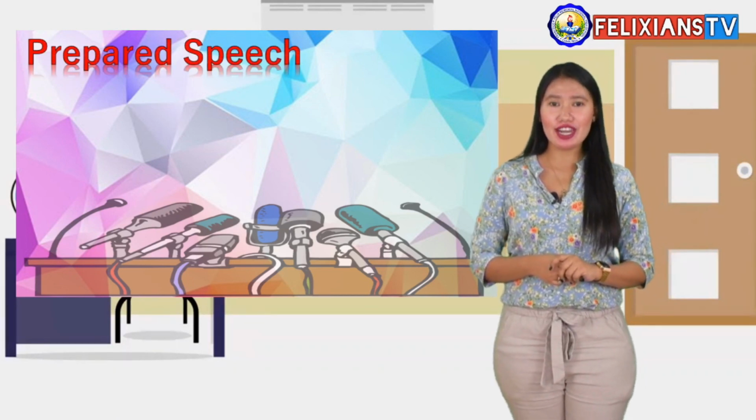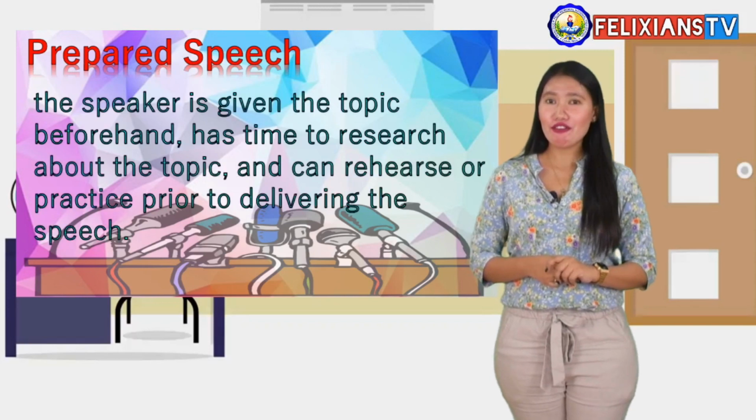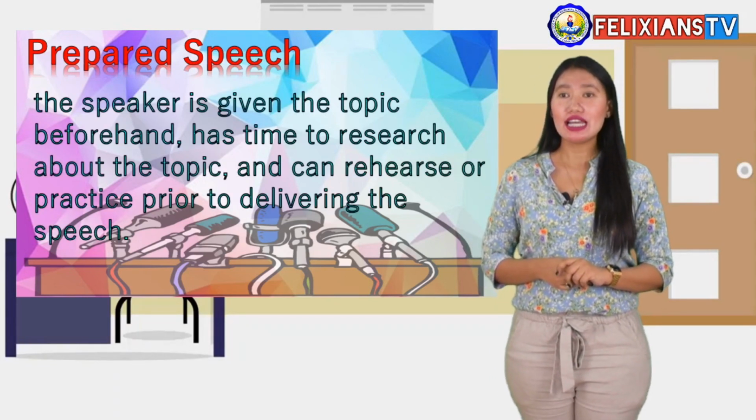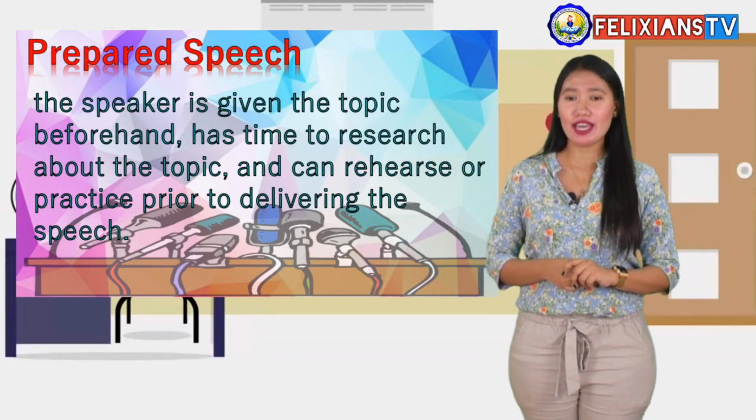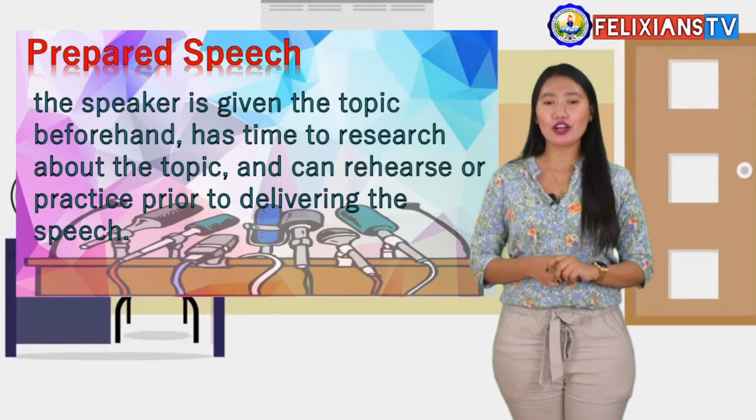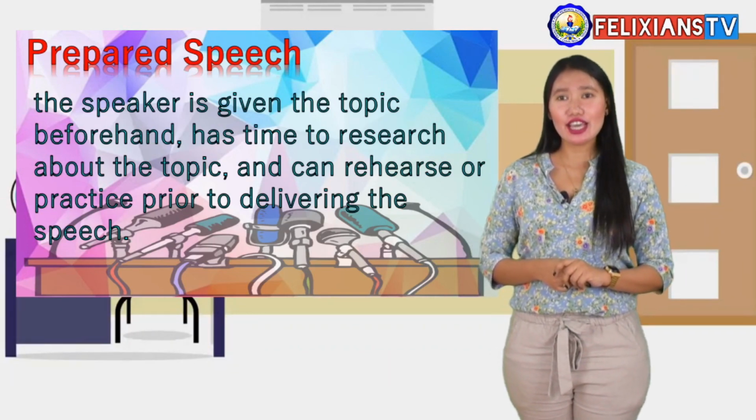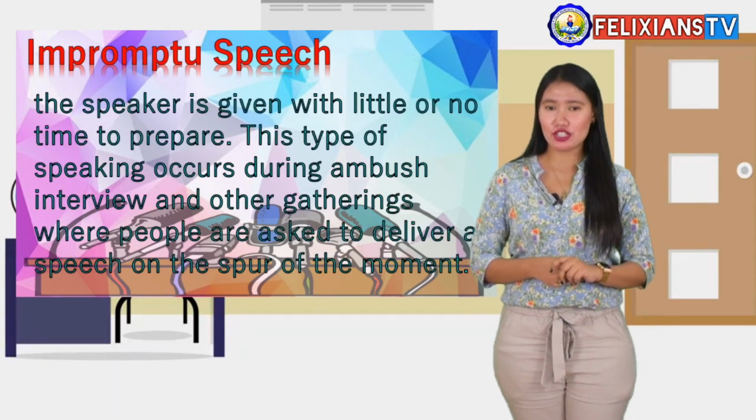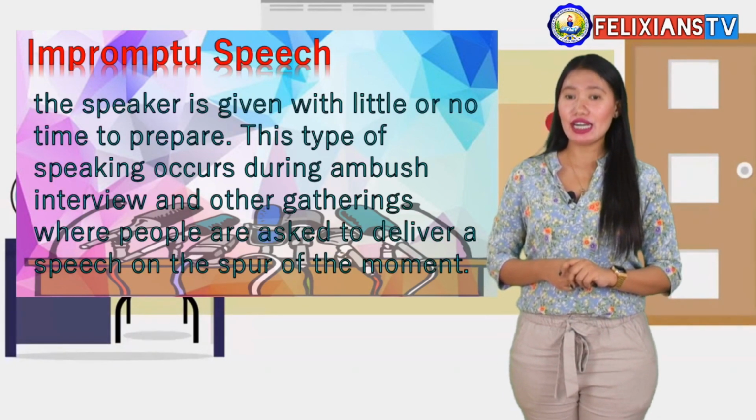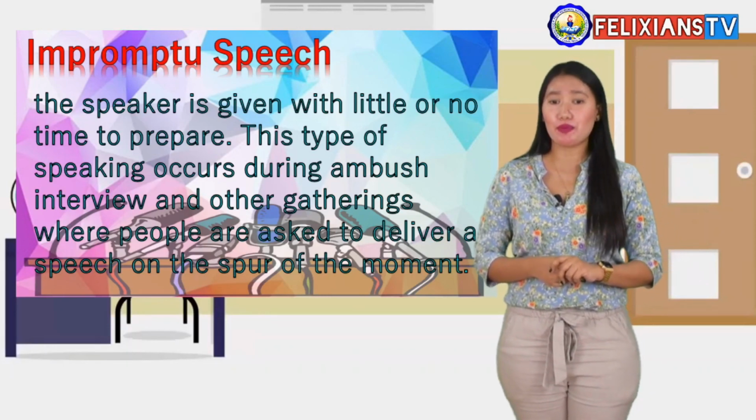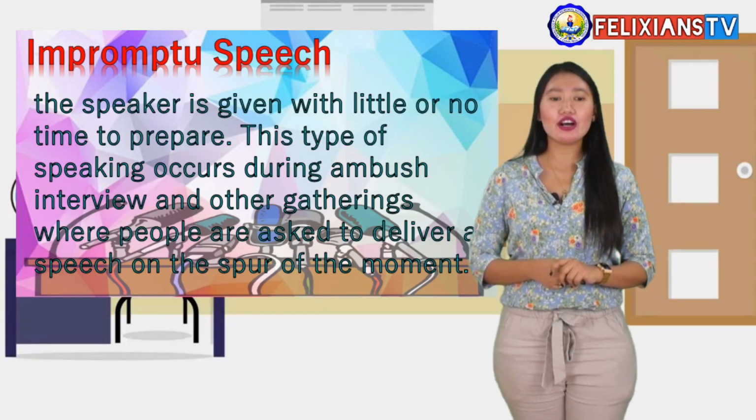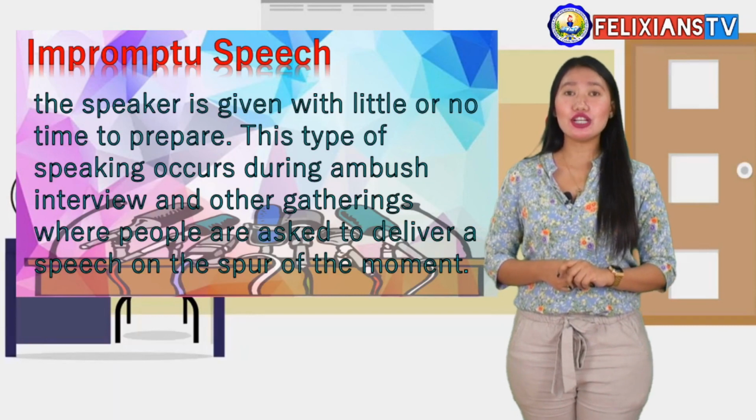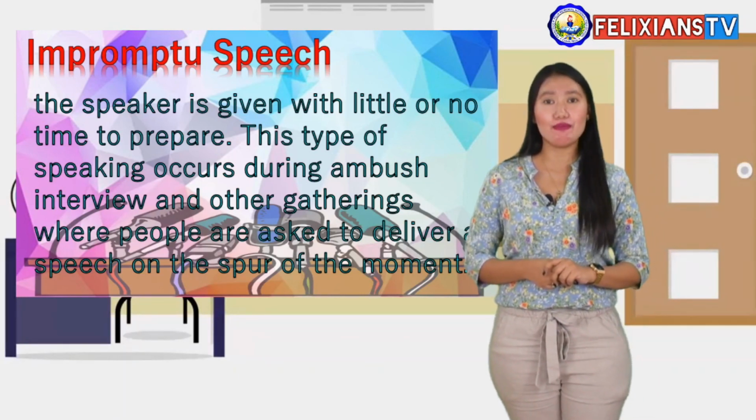There are two forms of public speaking. The first one is the prepared speech. And we define prepared speech as the speaker is given the topic beforehand. And it has time to research about the topic and can rehearse or practice prior to the delivery of the speech. The second one is the impromptu speech. In an impromptu speech, the speaker is given little or no time to prepare. This type of speaking occurs during ambush interviews and other gatherings where people are asked to deliver a speech on the spur of the moment.